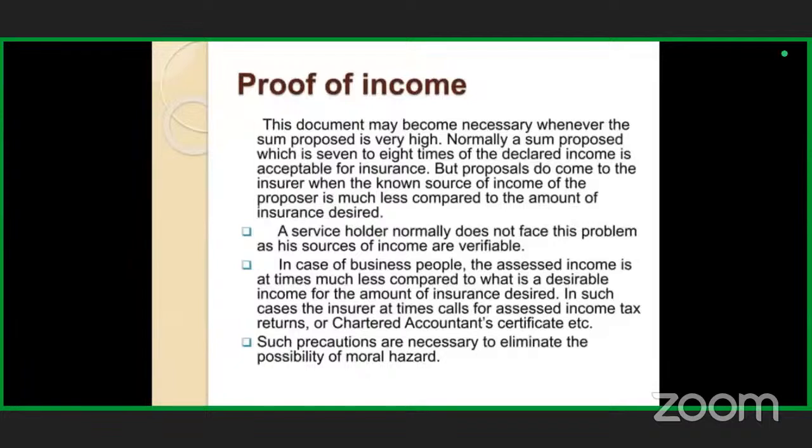At times much lesser compared to what is desirable income for the amount of insurance desired. In such a case, the insurer at times calls for assessed income tax returns or chartered accountant certificates, etc. So, for example, if that person is an employee, either private or government, submitting a salary copy, etc. is enough so that we can identify directly his income proof.